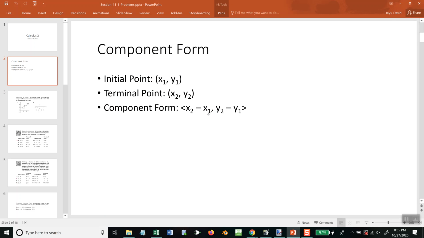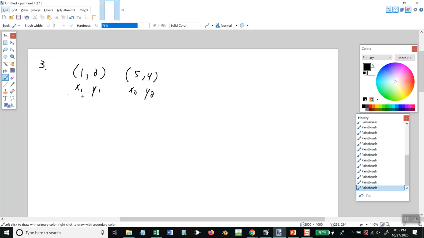Now this is a component form. So we'll have a less than, that's our symbol for the vector, and we're going to have x2 minus x1. So I'm going to have 5 minus 1, comma, and then y2 minus y1, 4 minus 2. 5 minus 1 is 4, 4 minus 2 is 2. And that's our component form.